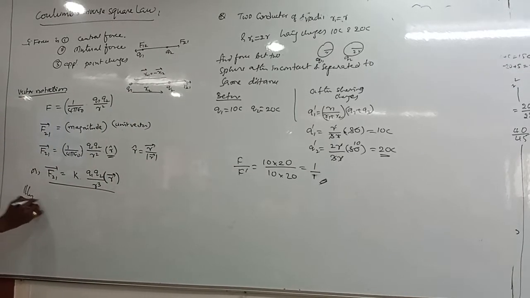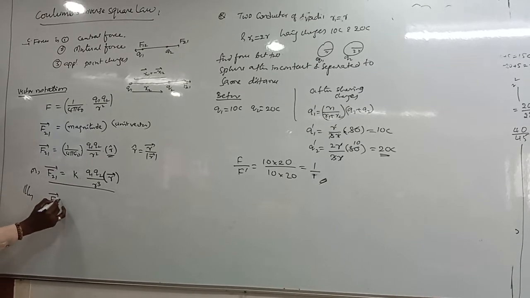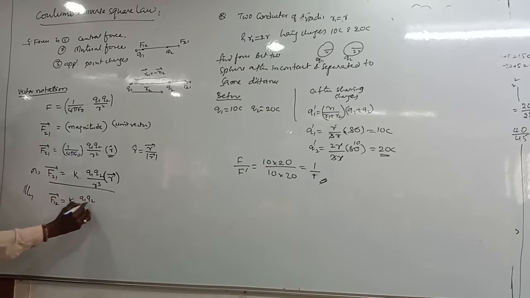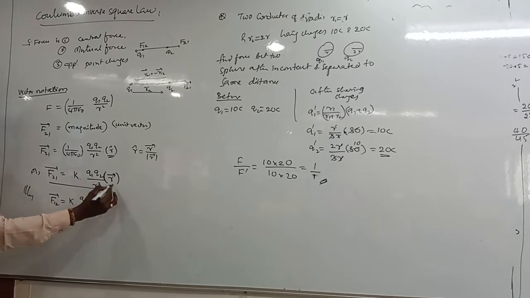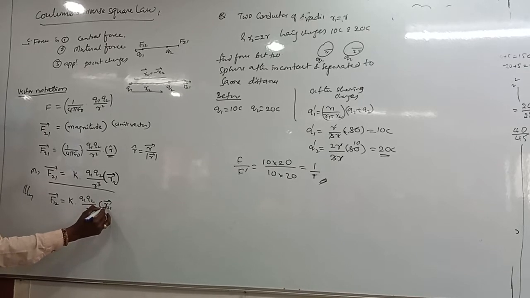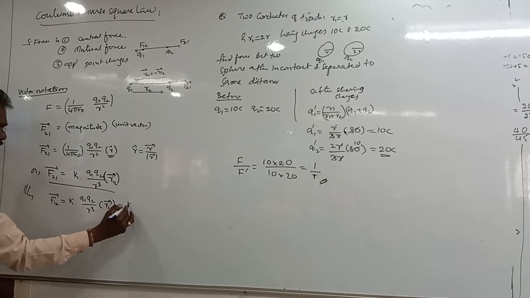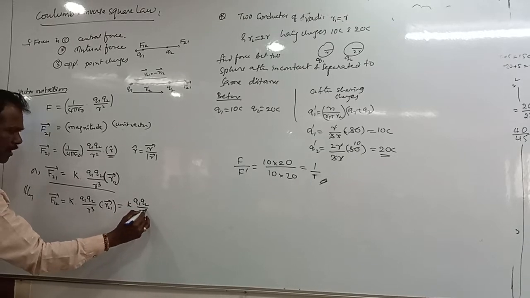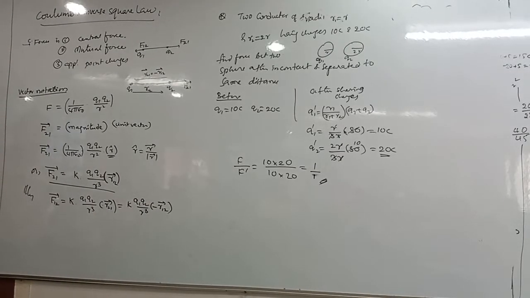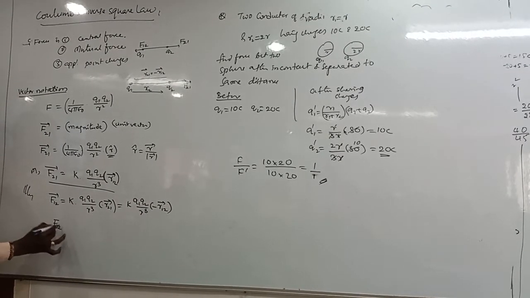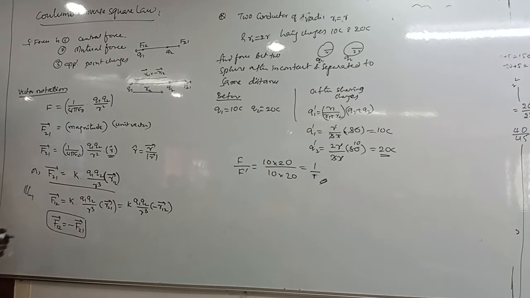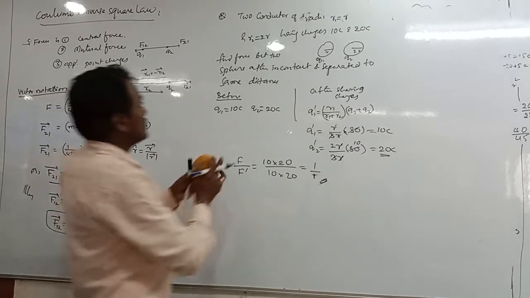So similarly, we can write F12 is equal to K into Q1 Q2 by R cube of R21 bar, or we can write K into Q1 Q2 by R cube of minus R12 bar. Okay, that is nothing but F12 bar is equal to minus F21 bar.